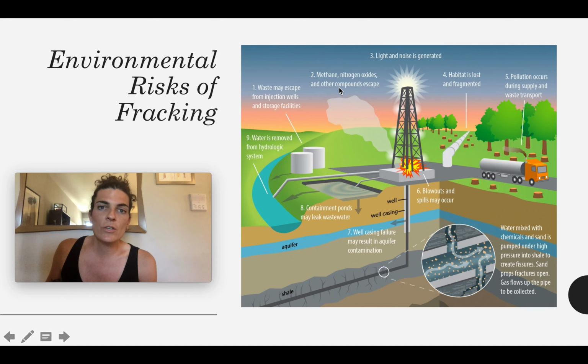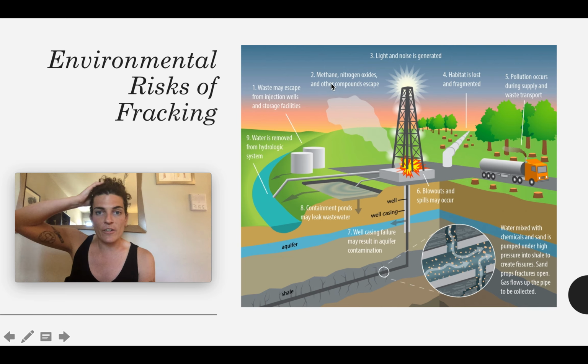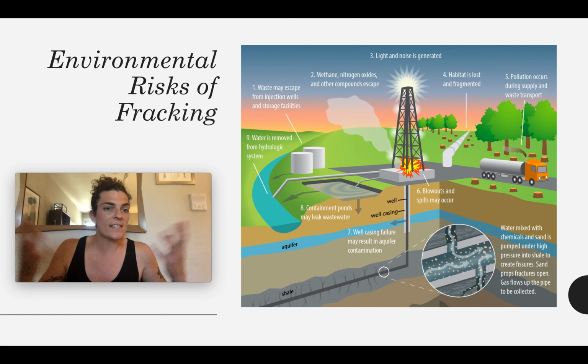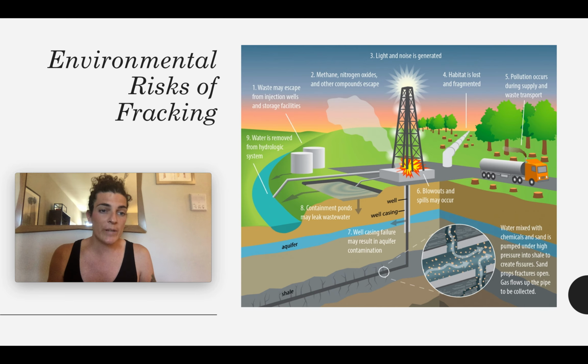Okay. Two, methane, nitrous oxides, and other compounds can escape from the wellhead itself. These are greenhouse gases. They're more potent than carbon dioxide, and they can escape from the wellhead and cause local effects on human health and then global scale impacts on the climate.